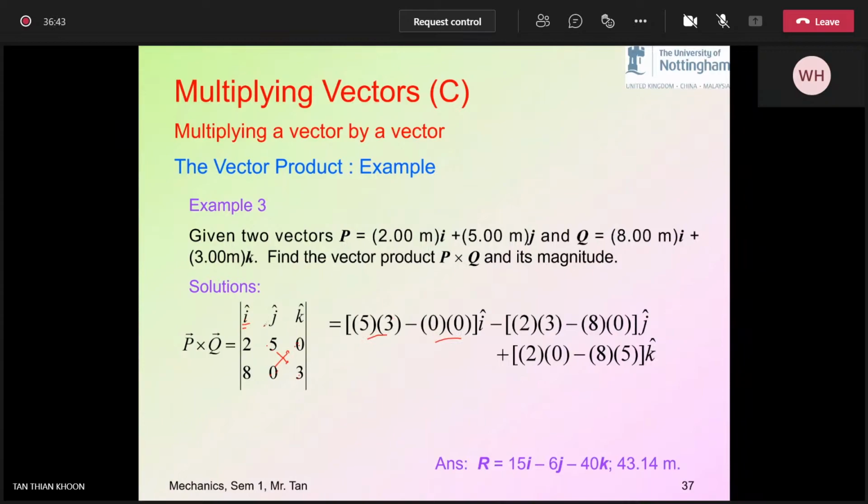Same thing for j. For j, we know that is a negative, so 2 times 3 and then 8 times 0. And then similarly for k, we have 2, 0 minus 8, 5. So from here, we will be obtaining the resultant vector of P cross Q, which is 15I, 6J, and 40K. They are all in meters.